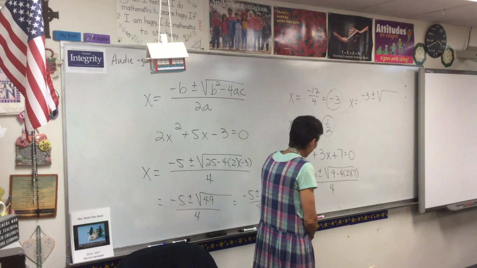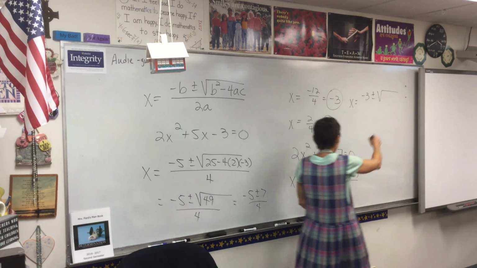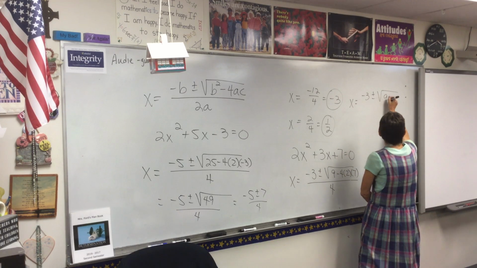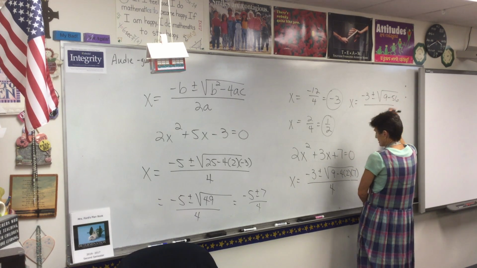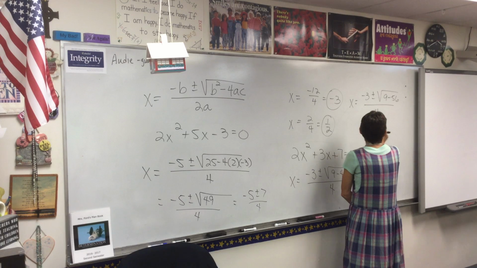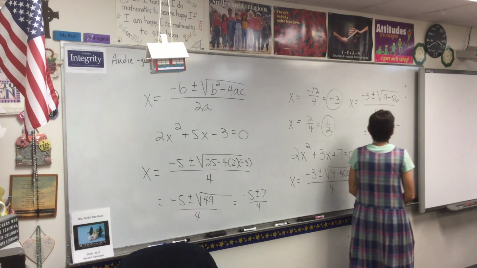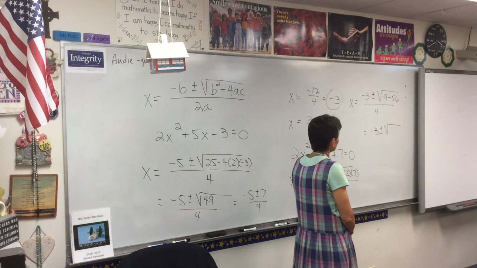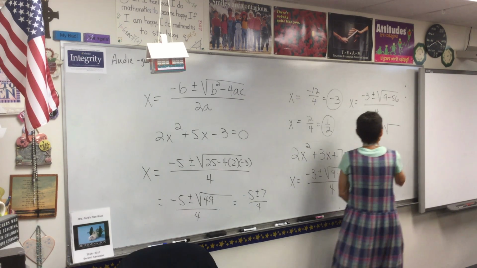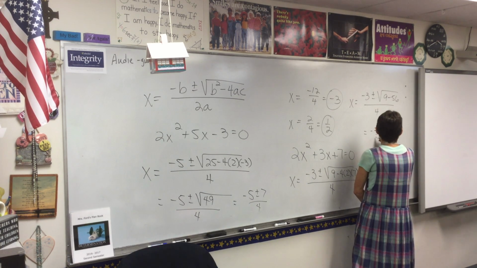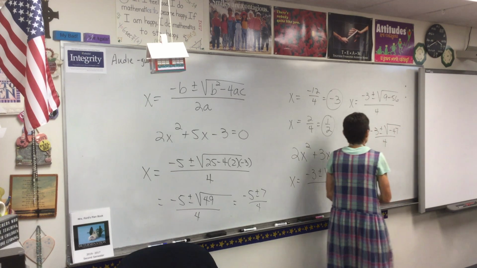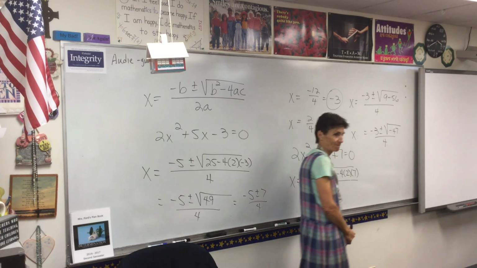So negative b plus or minus the square root of b squared minus 4 times a times c all over 2a. So underneath that radical, I'm going to have 9 minus 56, which is -3 plus or minus the square root of negative 47. Negative 47. Ooh, imaginary numbers. Oh, God. Yes. No. Love imaginary numbers.